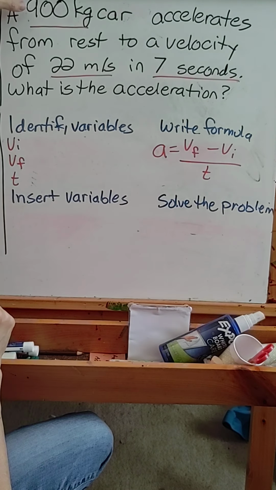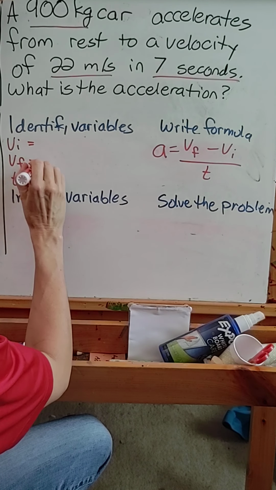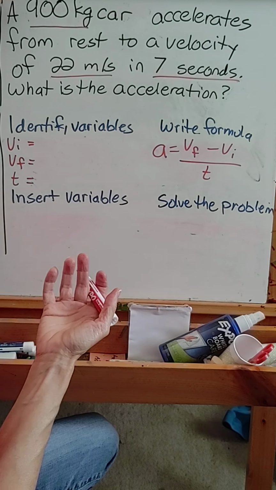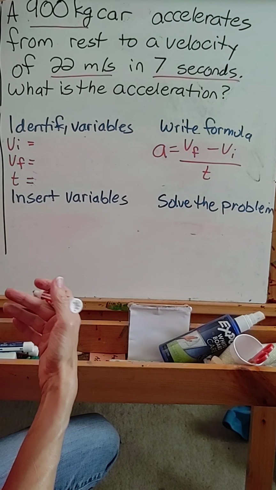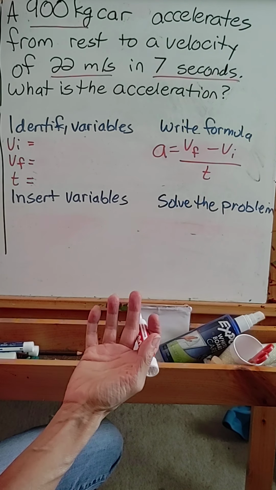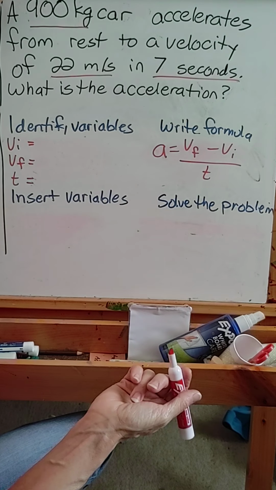So, 900 kilogram car. Is that going to be the initial velocity, the final velocity, or the time? Well, none of them. Kilograms is mass. We don't say, I ran so fast I was 900 kilograms. So that's a number that was put in there just to make your life difficult. That's going to happen. You have to learn to ignore them.